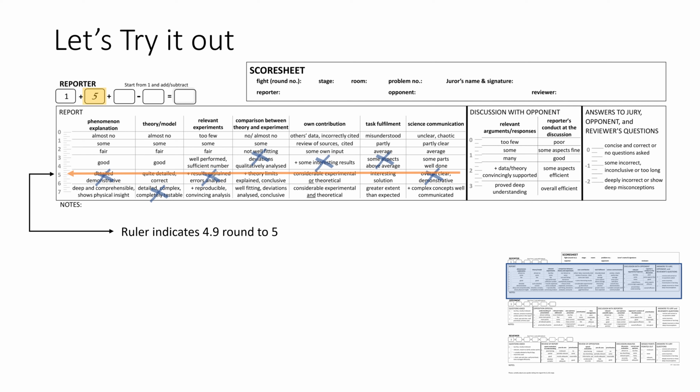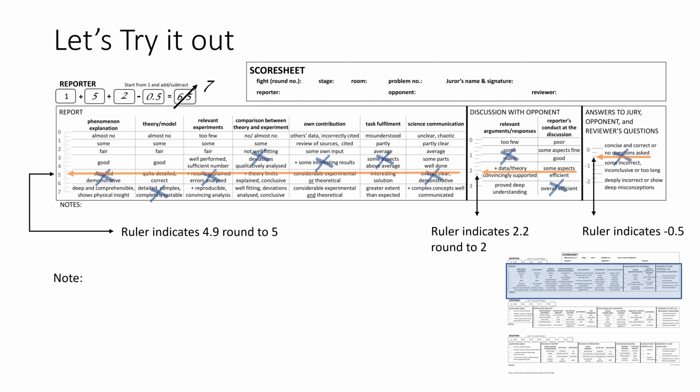We repeat the same process for the other two parts of performance. The reporter receives a mark of 2.2 for the discussion. It is rounded to 2. And for the answer to jury question, the reporter gets a negative 0.5. We write all the scores up in the partial score tally section up above. We perform an addition and round the final score to an integer.